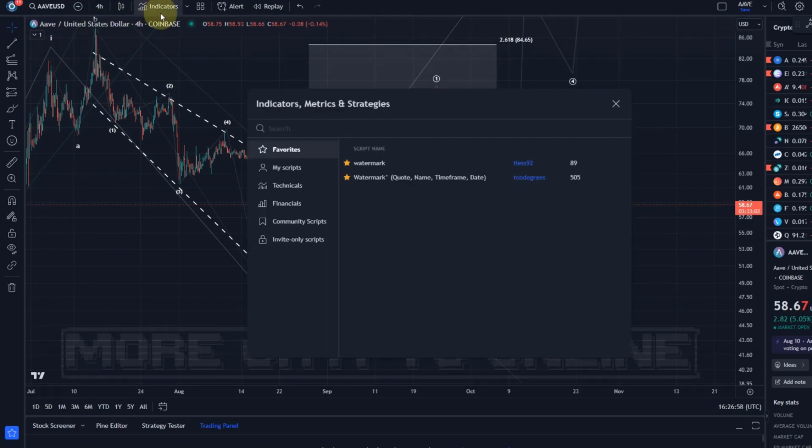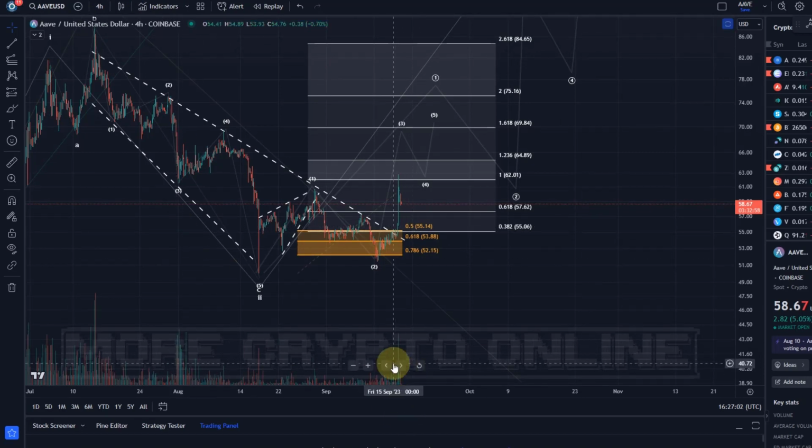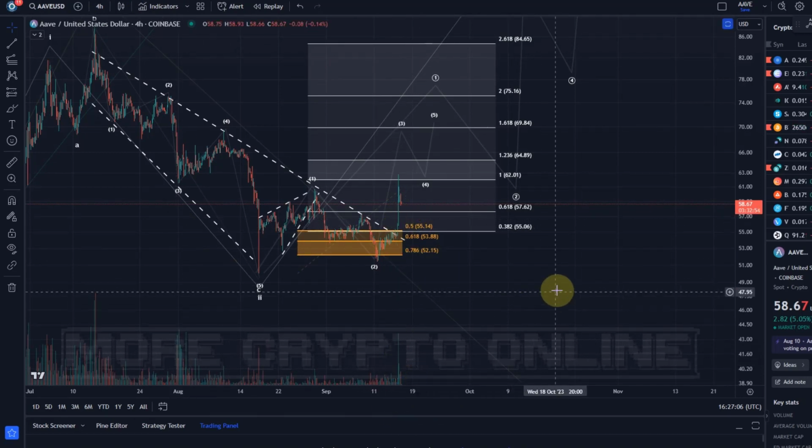I just want to add the volume indicator as well. Thought I had it on the chart. We see a little bit of volume. Yeah, not bad, especially on a Saturday.